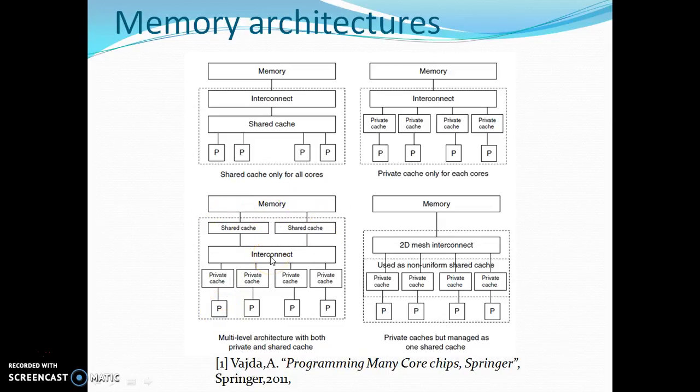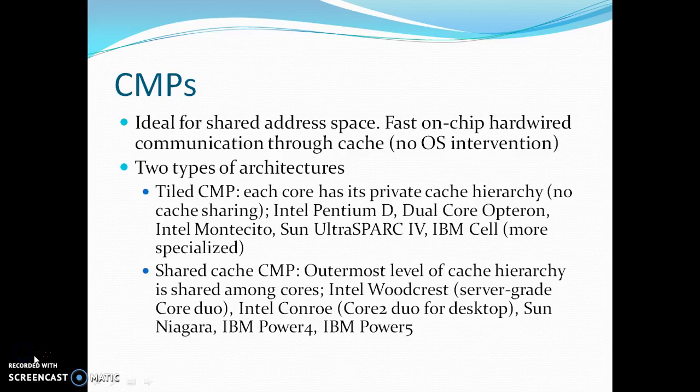This slide shows 2 types of CMP architectures which are actually used in industrial microprocessors. You can see there is one tiled CMP in which each core has its private cache hierarchy, and on the other hand there is the shared cache CMP. The outermost level of cache, maybe the L2 cache, is shared among the cores. Examples of these are Intel Woodcrest, which is server based, for tiled CMP, and Intel Pentium D or dual core processors.